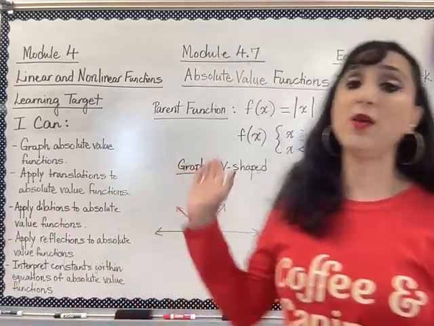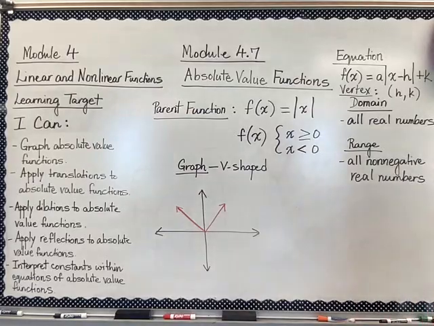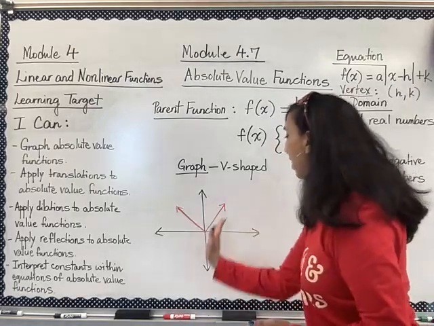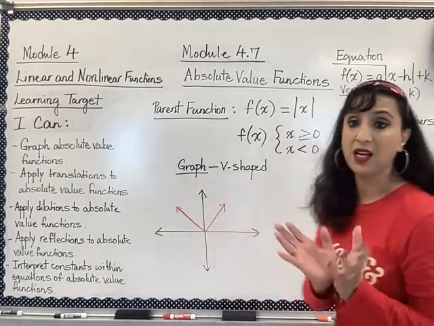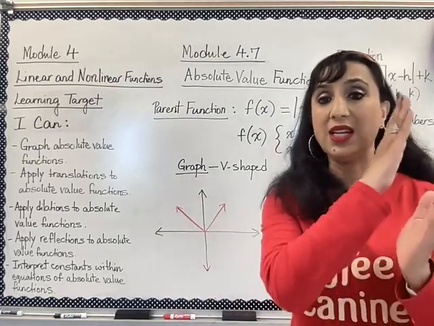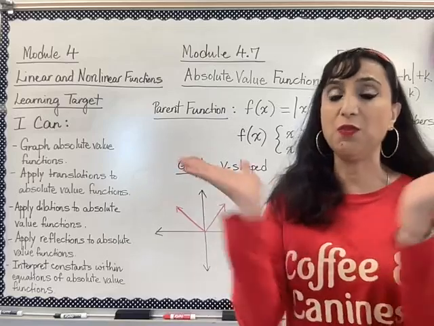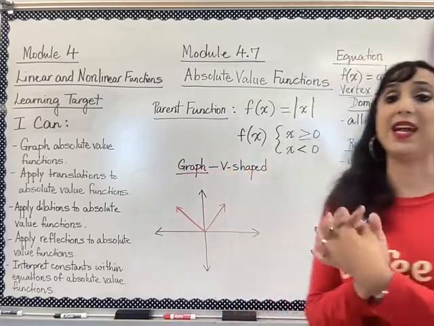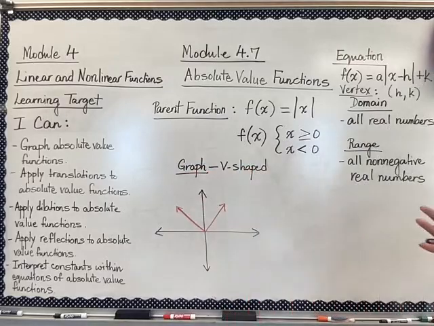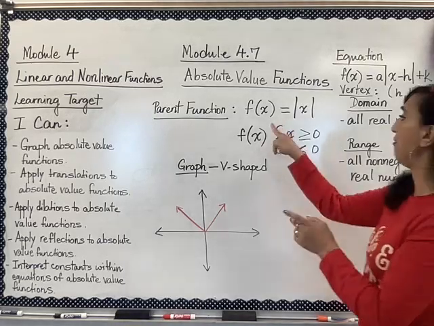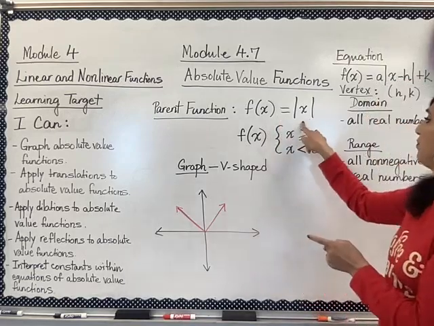So let's look at what an absolute value function is, okay? And this is a type of piecewise linear function, because see, we have this here and we have this here. So it's not continuous. You have two pieces in this case. So it's like a piecewise function and a linear function, and the parent function for this is f of x is equal to absolute value of x.